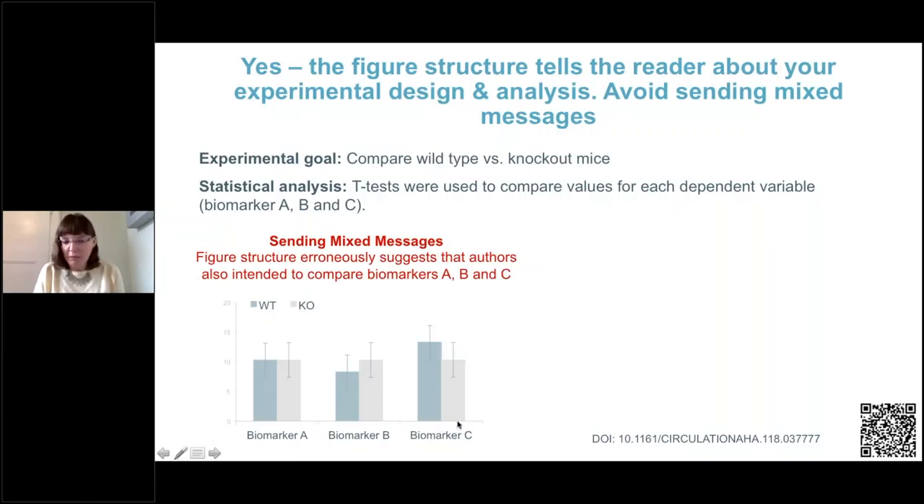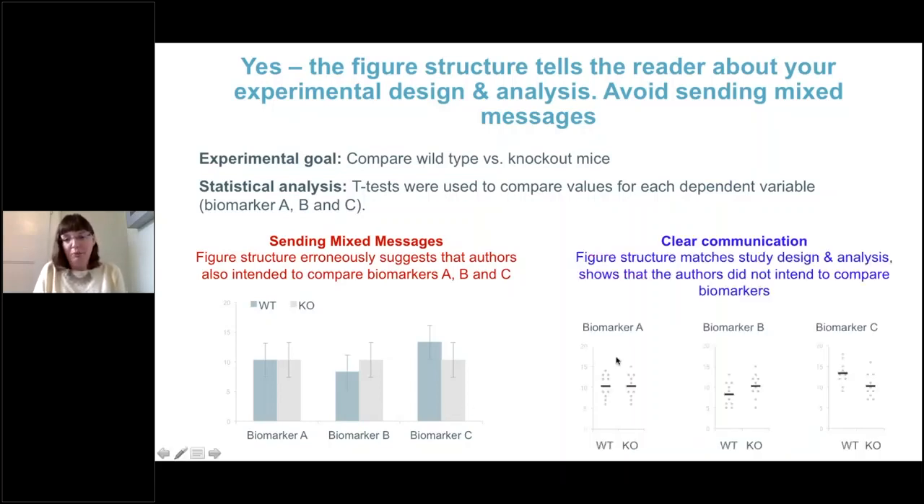And this creates a problem because as a reader, when these things are on the same graph, I expect that the goal was not only to compare the wild type and the knockout mice, but also to compare the biomarkers for each other. And so then I'm confused about why only the wild type and knockout mice were compared and there's no comparison of the different biomarkers because the figure structure is telling me that the biomarkers should be compared as well. So how do we fix this particular example?